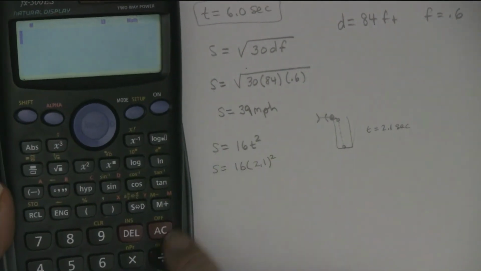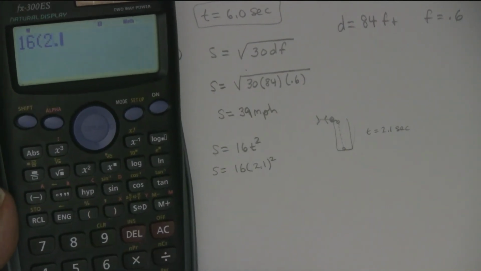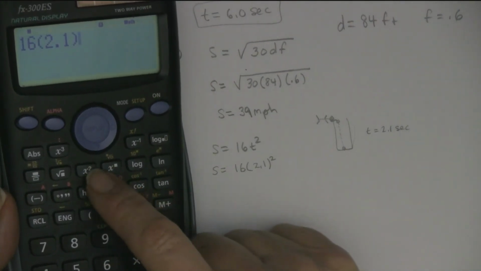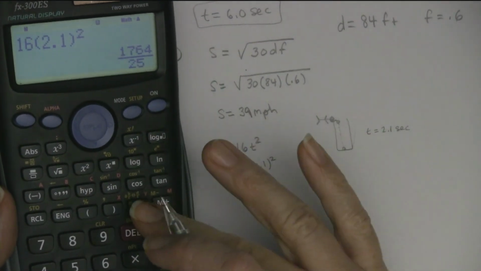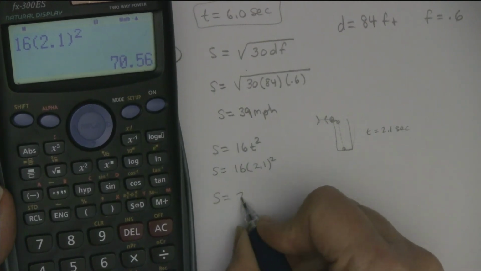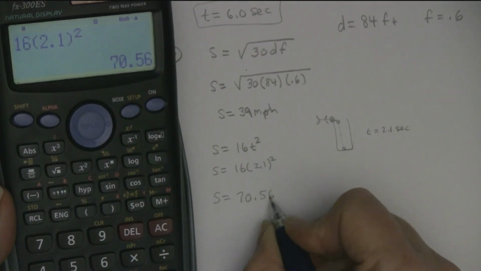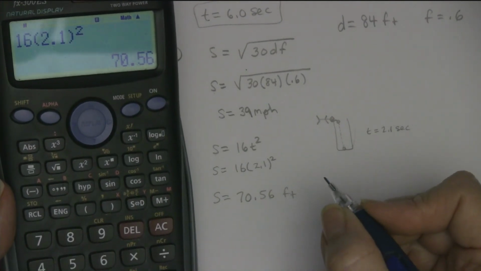So this is because we're estimating how deep it is. So 16 times 2.1 seconds squared. We have everyone use their phone to time it, and then take the average, because that's how crazy we are. So S equals 70.56 feet deep. Remember they said that S would be in feet.